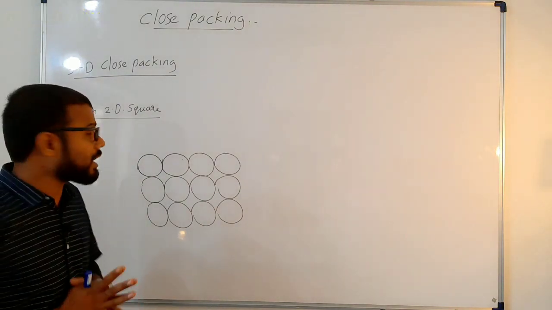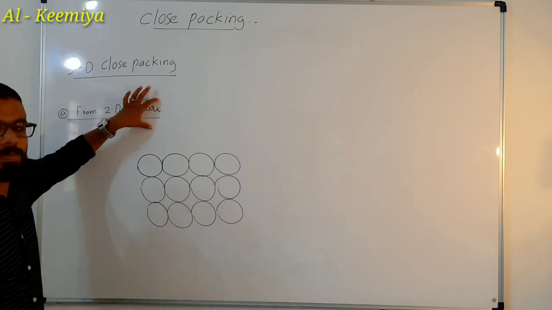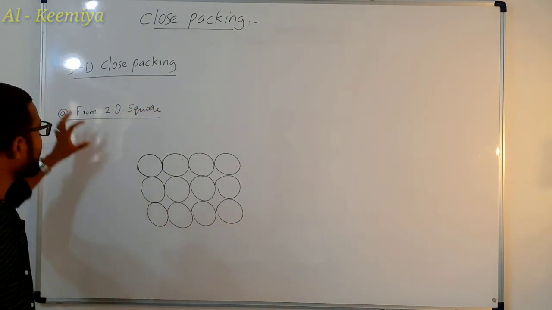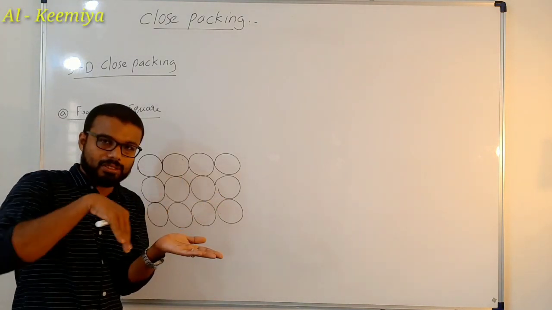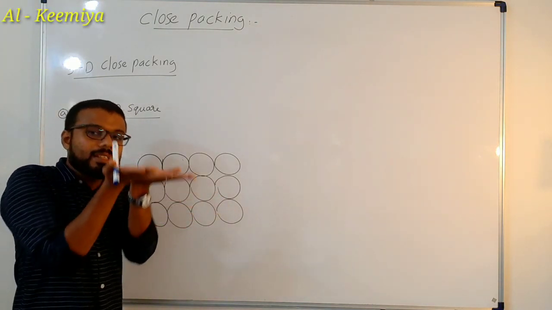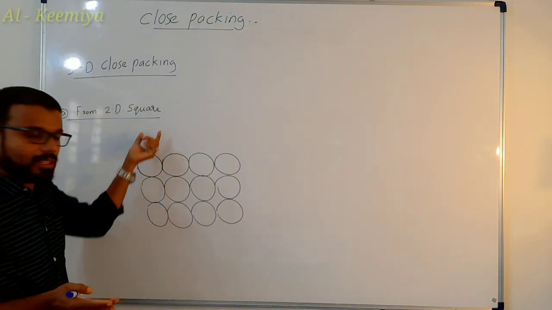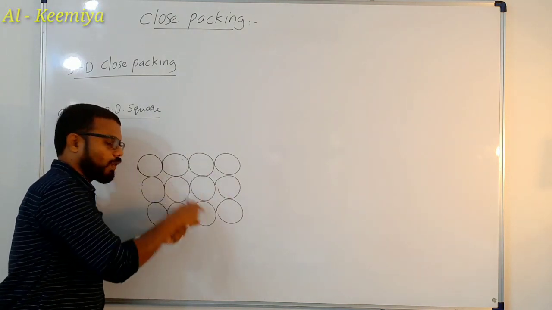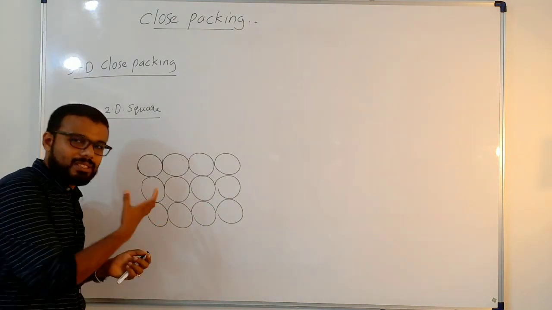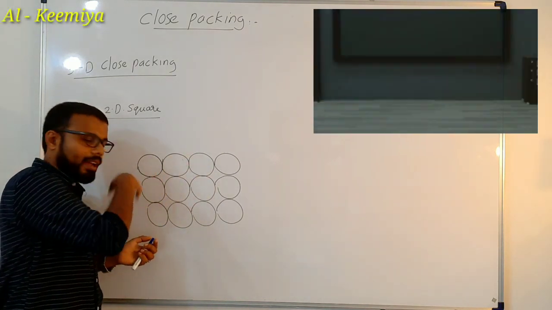In 3 dimensional close packing, we have 2 types. First one, from 2D square close packing, we are making 3D. That is, the base is 2D square, and from it we are making 3D. That is 3D from 2D square. So 2D square we made. Here 2D square, 1, 2, 3, 4 coordination number. Now the second layer we are placing above this. Here it is 2 dimensions, we can draw above this.